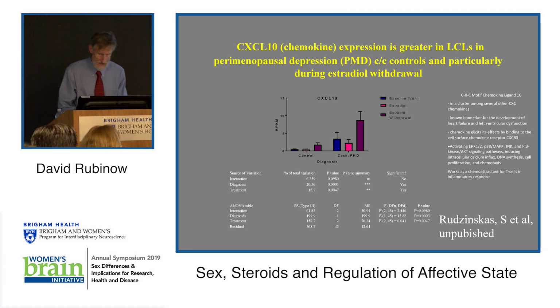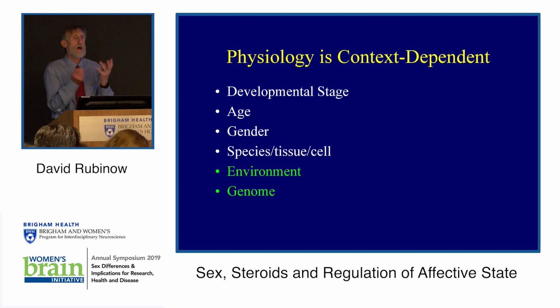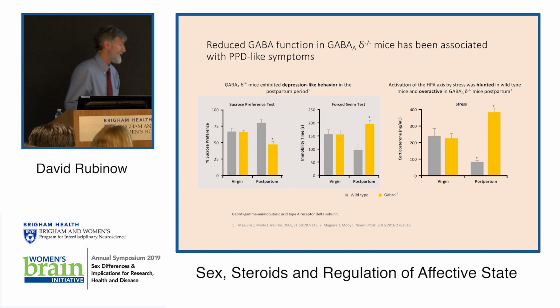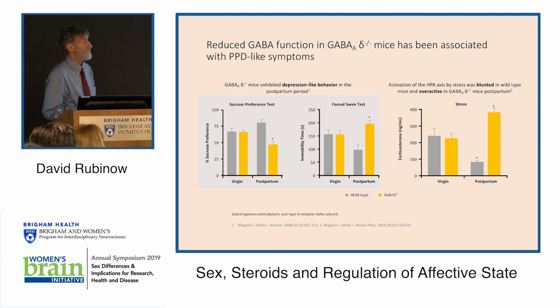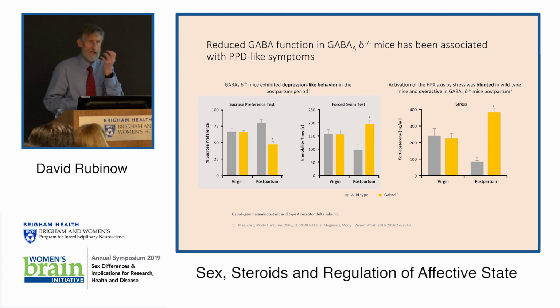So that brings me to the last point, which has already been mentioned, and I think very elegantly, that it's really about this interaction between environment and genome. And I just want to highlight two studies by Jamie McGuire, who with Istvan Modi, about now 10 years ago, did this wonderful study in which she looked at delta subunit knockouts in the GABA receptor.